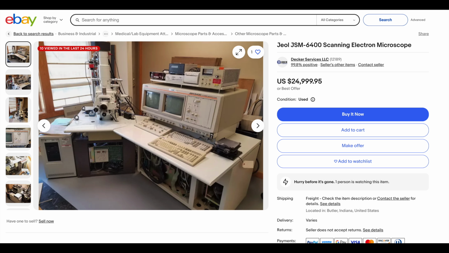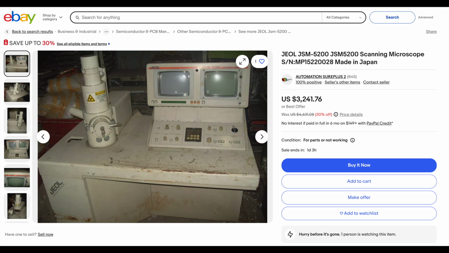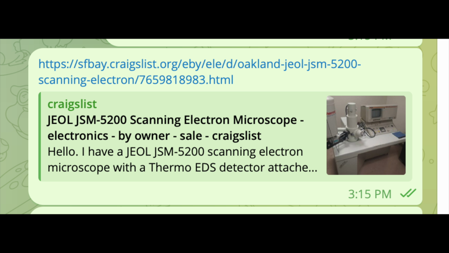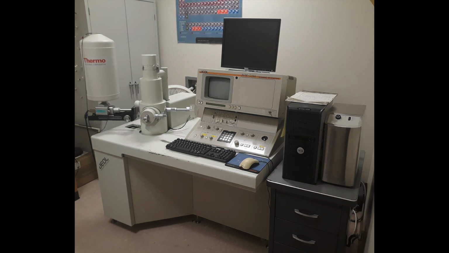I found a few potential candidates over the years, but they were all either too expensive or entirely broken. However, about a year ago, I stumbled upon a small scanning electron microscope on Craigslist of all places. It was made by a company called JEOL in the 80s and 90s. It was relatively small for an SEM at least. Only about 800 pounds and the size of a single desk.